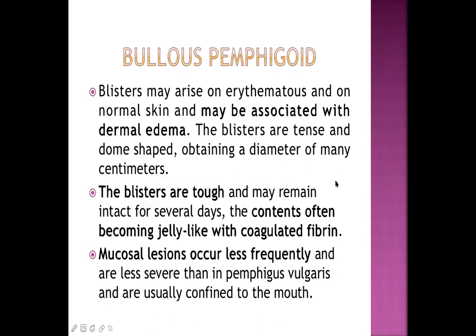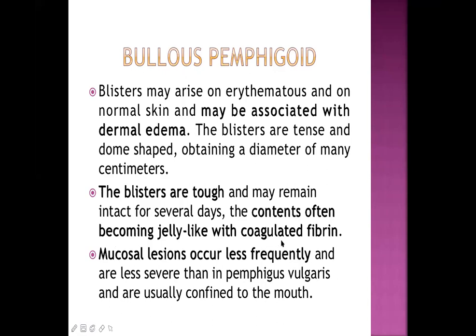Third point, they sometimes are associated with some rashes on the body, and those rashes may look like urticarial rashes and eczematous type of rashes, and they can be itchy as well. Mucosal lesions occur very less frequently in bullous pemphigoid in comparison to Pemphigus vulgaris, and bullous pemphigoid is associated with dermal edema as well. These are the things which we have discussed before the break.